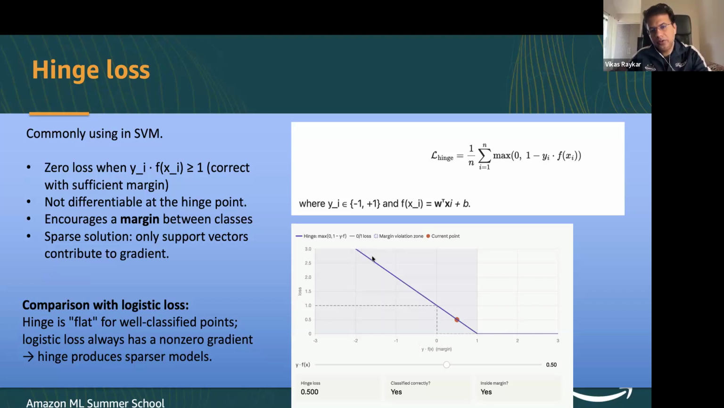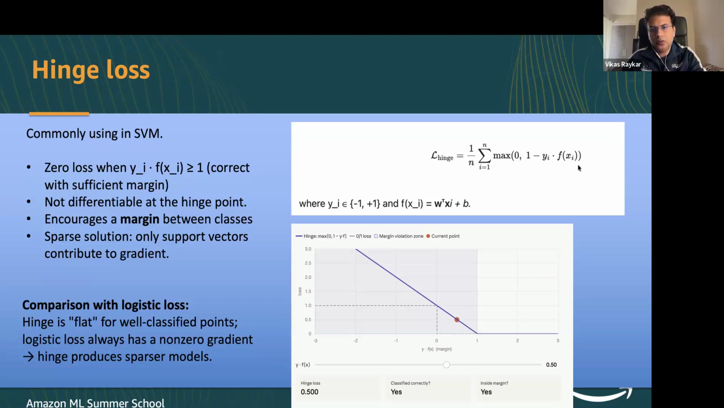So the hinge loss, you put a buffer here, and it's an upper bound on the 0-1 loss function. The loss is 0 when yi times f(xi) is greater than or equal to 1, so it's correct with sufficient margin. It's not differentiable at the hinge point here, and it also encourages a margin between the classes. It's also known that hinge loss encourages a sparse solution.